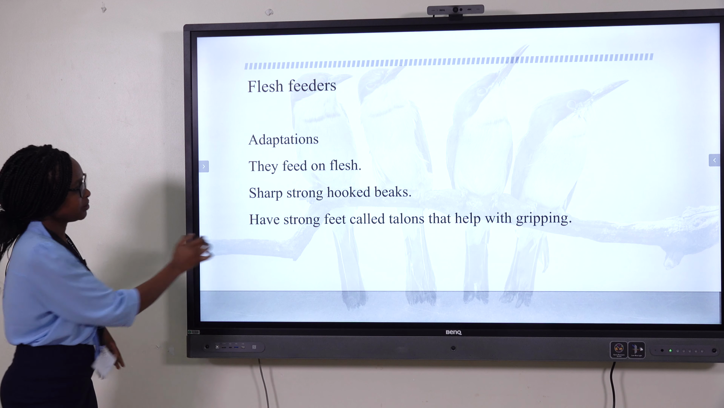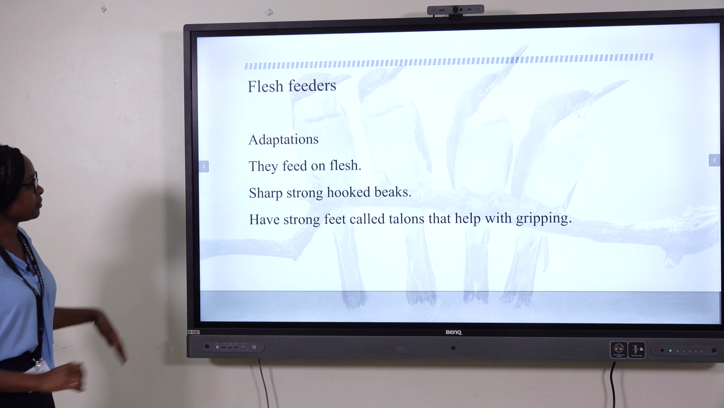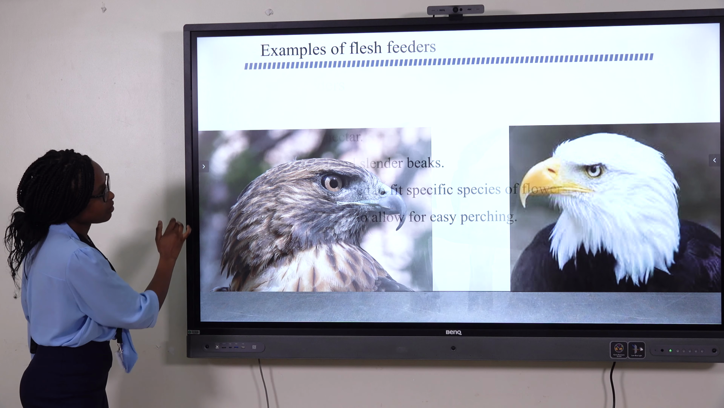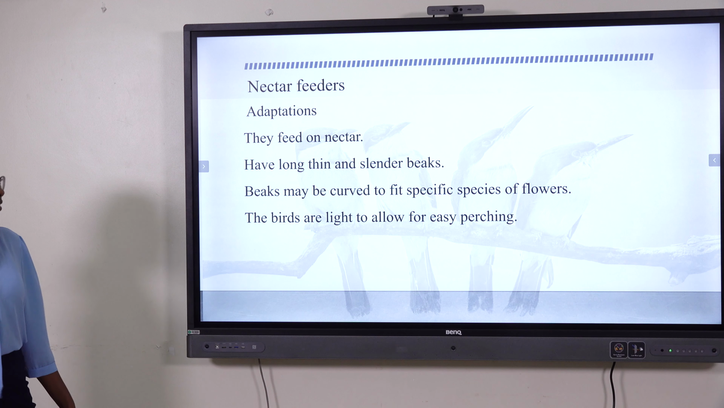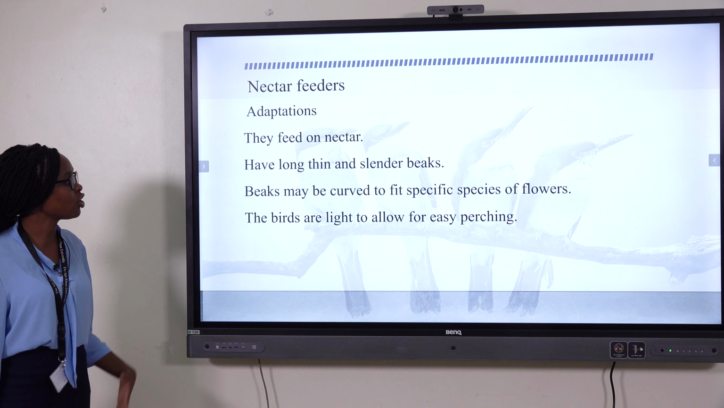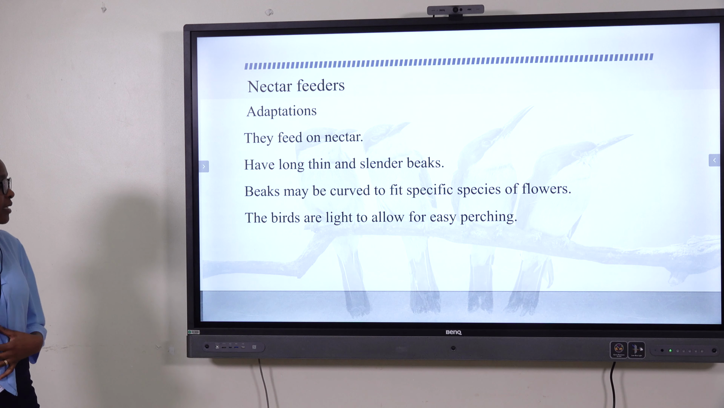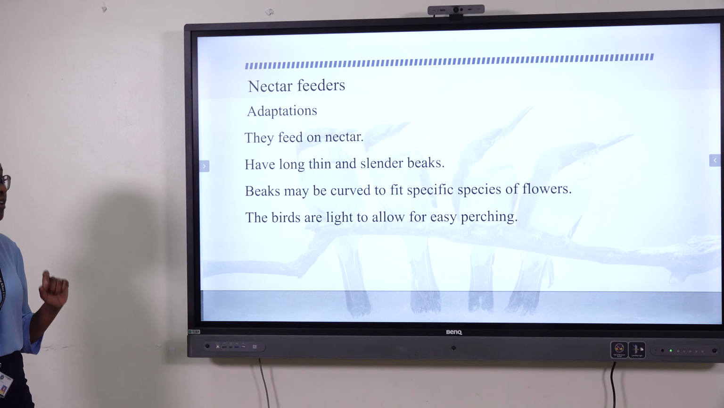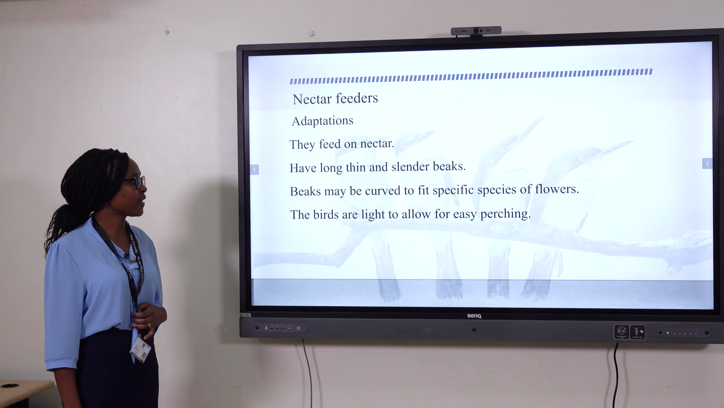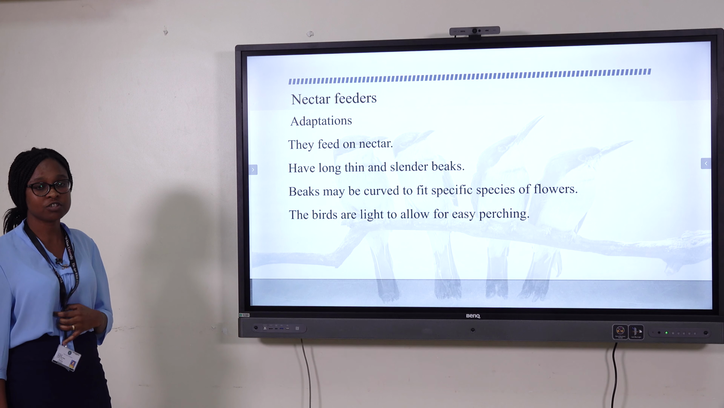And finally, we are going to look at the nectar feeders. This is the last group of the lesson that we have today. These are the birds that feed on nectar. You can see their characteristics or adaptations. They have long, thin, and slender beaks that enable them to suck the nectar from the flowers. They have beaks that may be curved so that they are able to fit specific species of flowers.